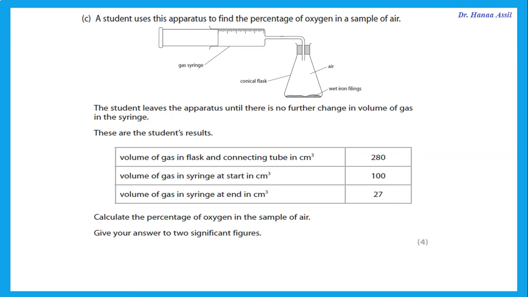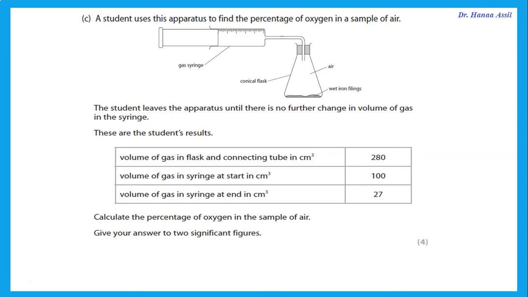So, volume of gas in the flask and the connecting tube is 280. The volume of gas in the syringe alone at the start is 100. And at the end, it is 27. So, how do we calculate the percentage of oxygen in the air? Remember, the air fills the flask and the connecting tube and the gas syringe. So, to get percentage oxygen, we need to see the volume decreased by how much. It started in the gas syringe 100 and ended up with 27. So, the difference is the oxygen that was used up.